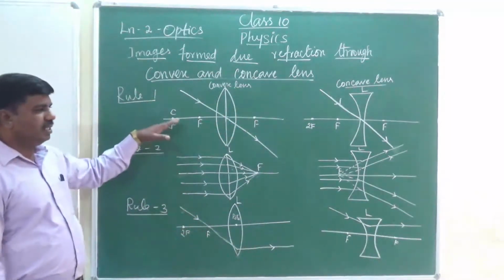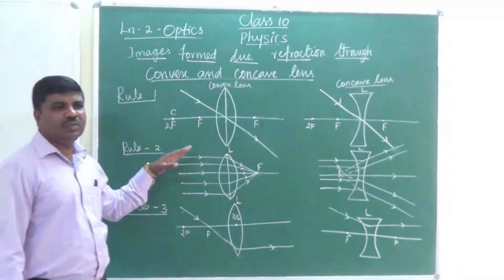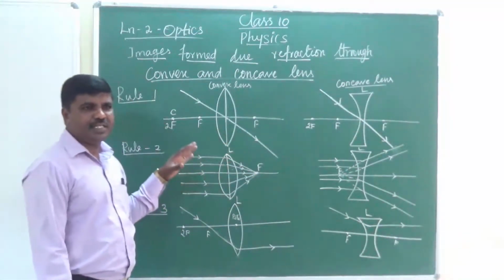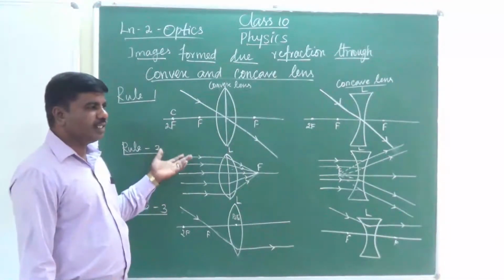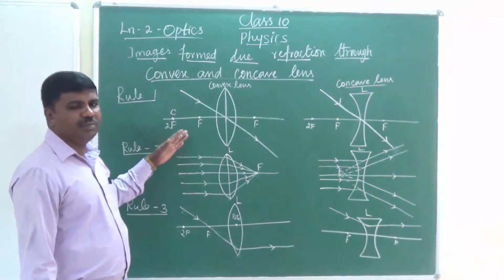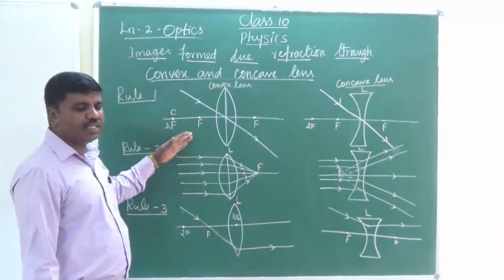If you know these three rules, it is easy to understand optics, that is, about lenses. You can easily study the ray diagram of the convex lens and the concave lens. So you must not memorize this; you have to understand these three rules.